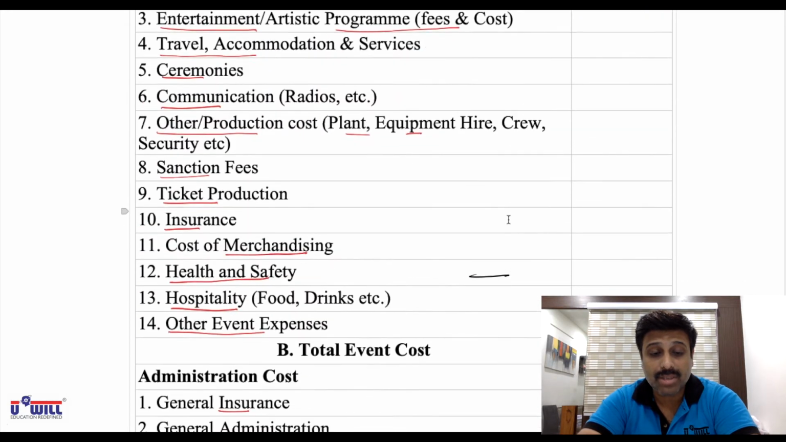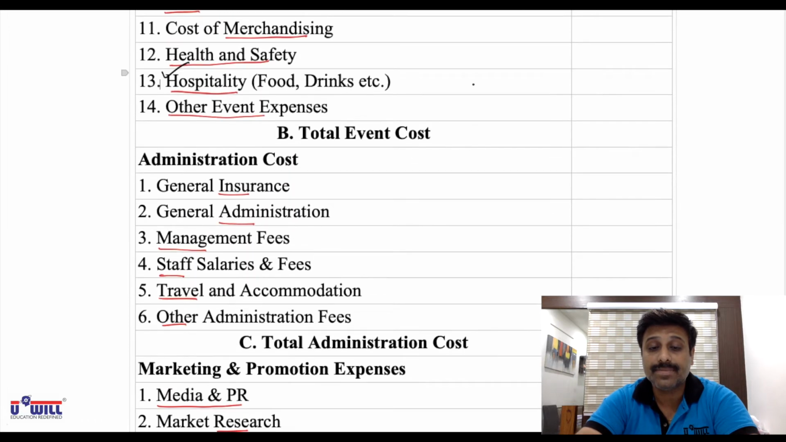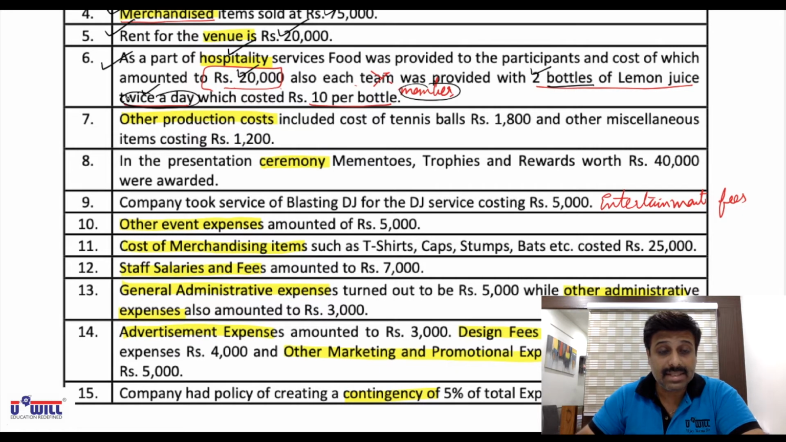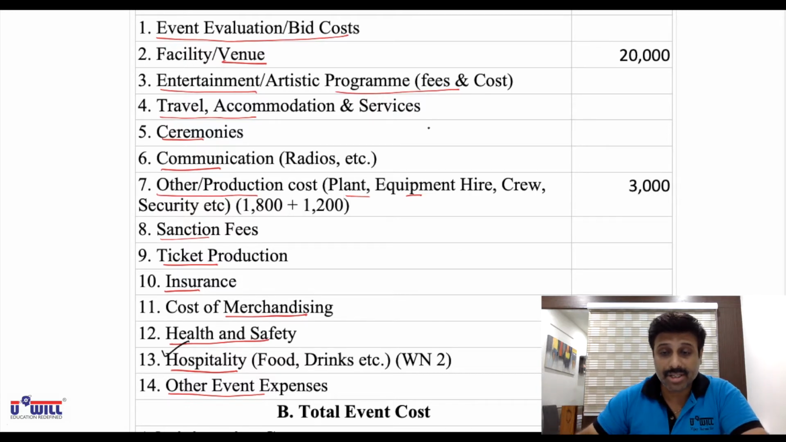So all of you write down in hospitality. You can see over here 13th item we have written. There all of you write down as per working note 2 we have calculated 38,000. Then after hospitality, next 7th item, other production costs, included cost of tennis balls 1800 and other miscellaneous items costing 1200. So 1800 plus 1200, that is 3000 in other production costs, where plant equipment hire etc. is written.